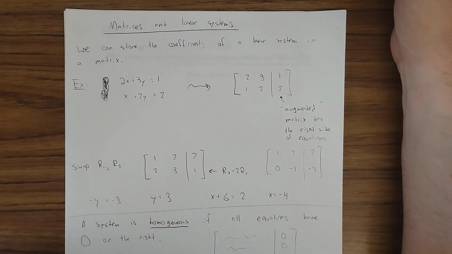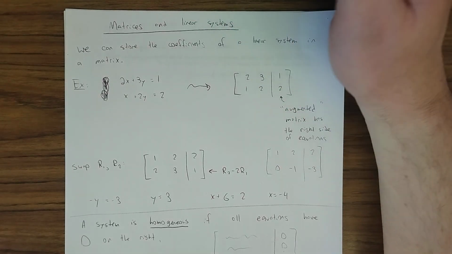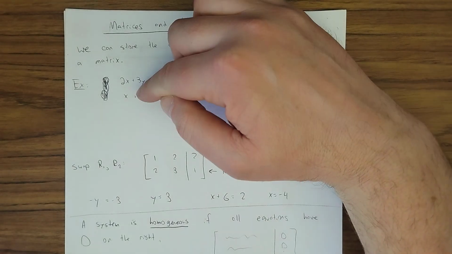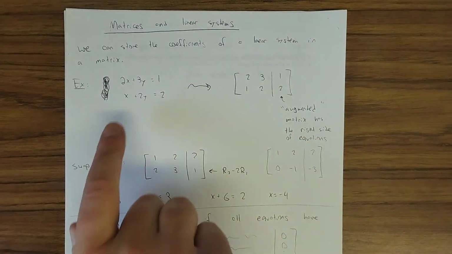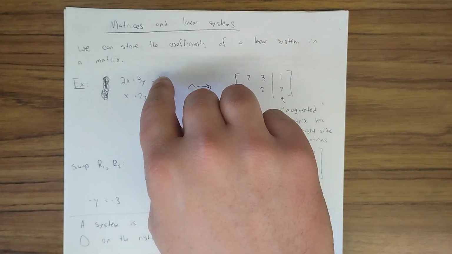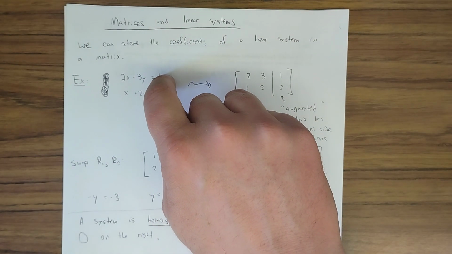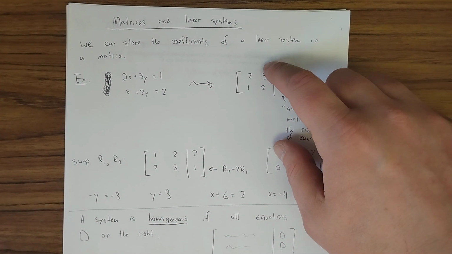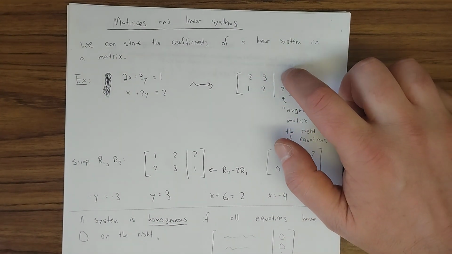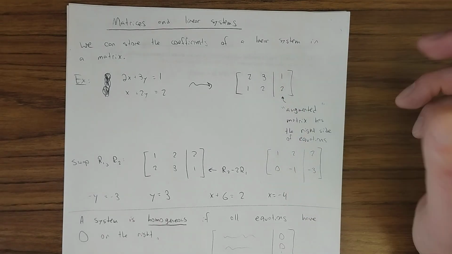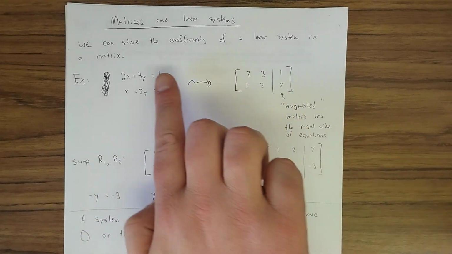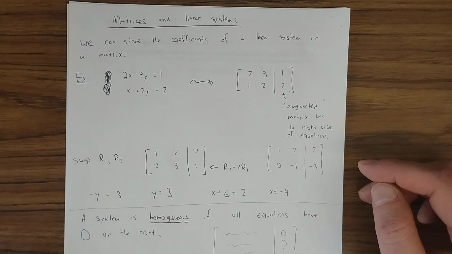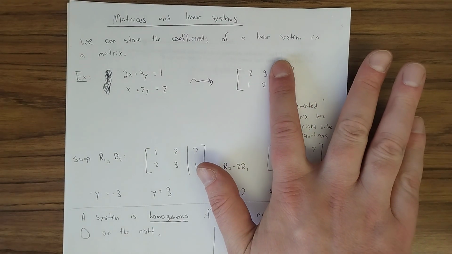Okay, so let's talk about matrices and linear systems. Of course, we can take a linear system like this and we can just store the coefficients in a matrix. So, I put 2, 3, and I guess 1 isn't really a coefficient of any variable because there isn't a variable attached to it, but we put this vertical line and the right-hand sides of the equations on this side. We call that an augmented matrix when it actually has the right-hand sides of the equation. A non-augmented matrix just wouldn't have this.